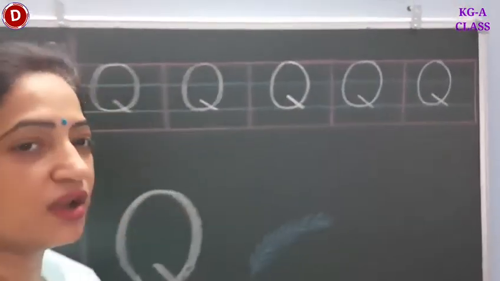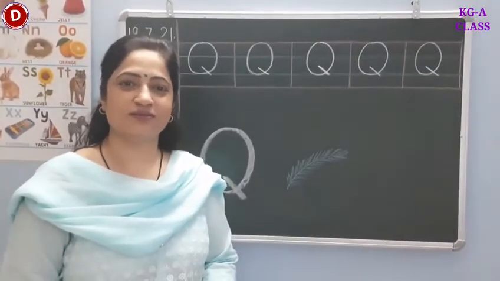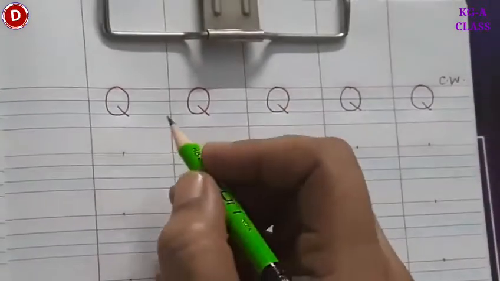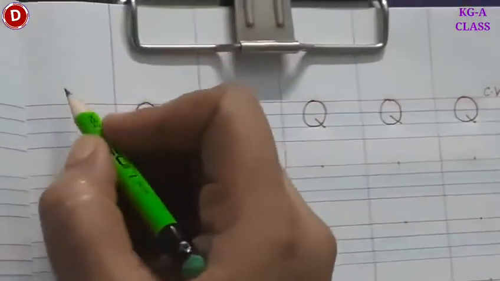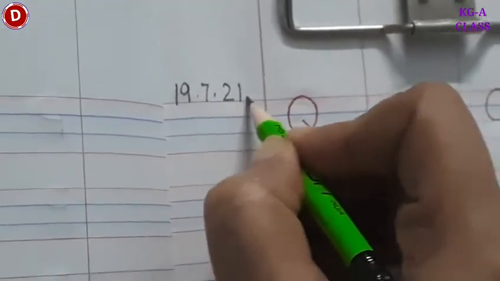And that's why you have to write capital Q. Now I will show you how you will write in your notebook. Children, now let's write capital Q in the notebook. First I will write today's date. Today is 19th July 2021 like this.